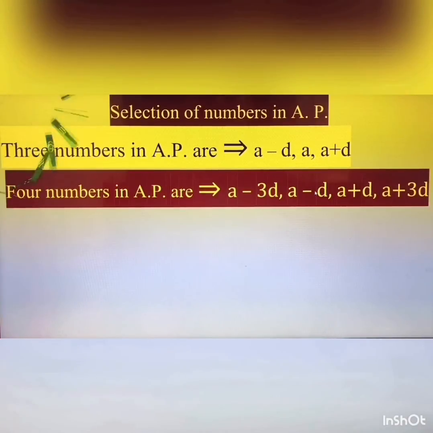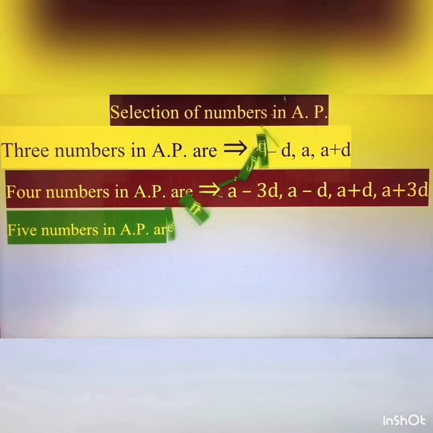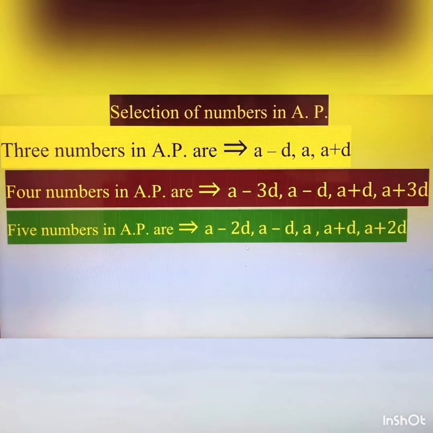The difference is only 2D in all terms. If the requirement is 5 terms of AP, you will always take A minus 2D, A minus D, A, A plus D, A plus 2D. Always you will take these standard 5 numbers in the AP for solving any question.